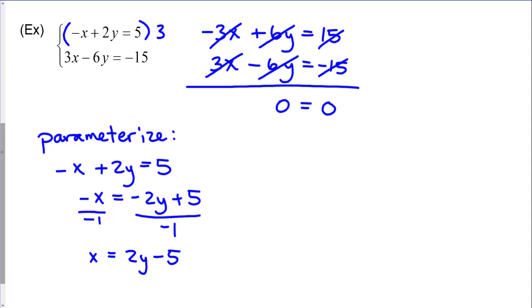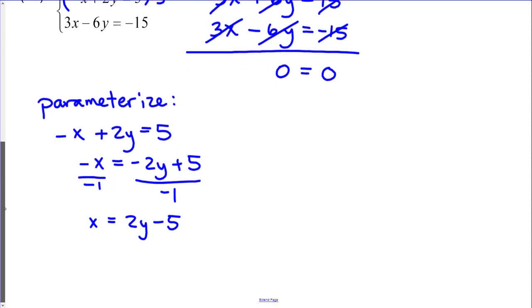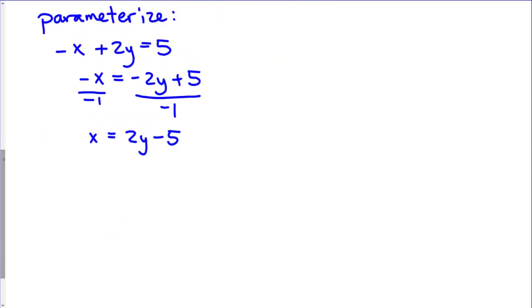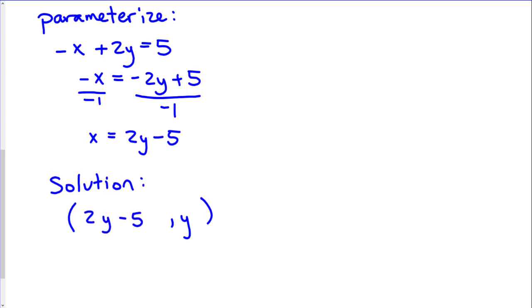Now, with this, I can express my solution as a coordinate pair. And that coordinate pair looks like this. So the y variable I chose to be arbitrary. So y is just y. It's just itself. The x variable is defined by an equation in terms of y as 2y minus 5.